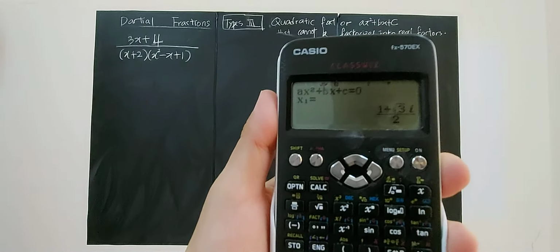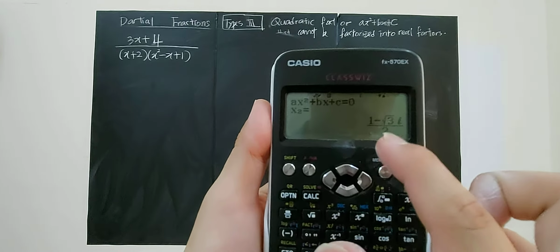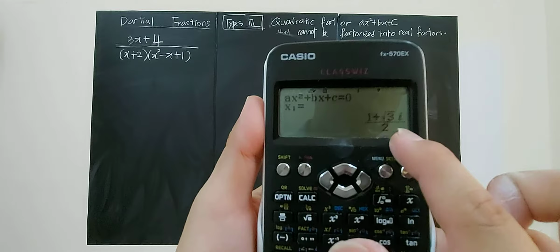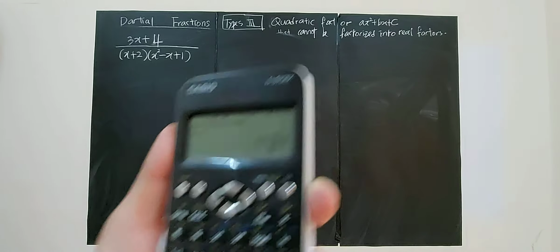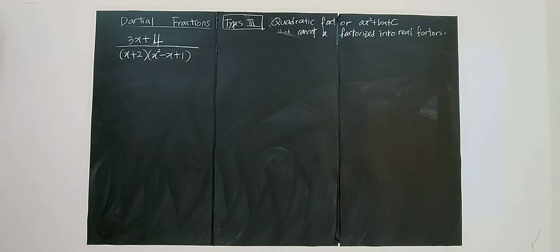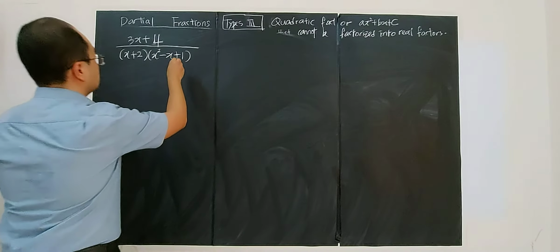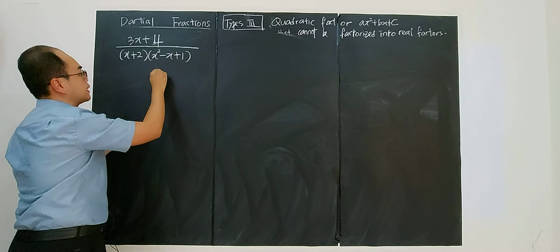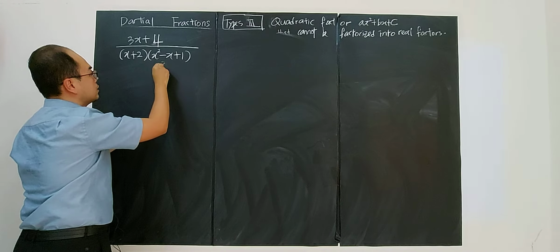Then you have, you see that? I, right? Then you have i here. So it's an imaginary root. Imaginary roots cannot be factorized into real factors. So you can use this method, which is more professional, the calculator.